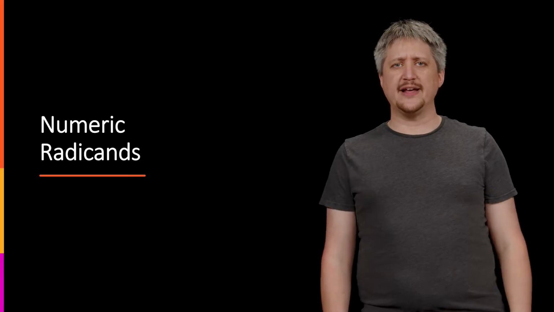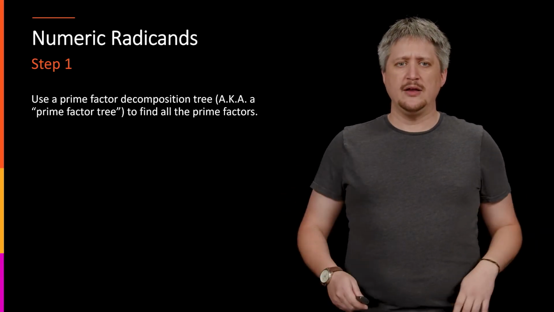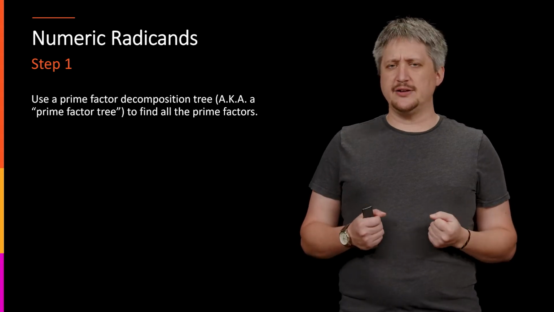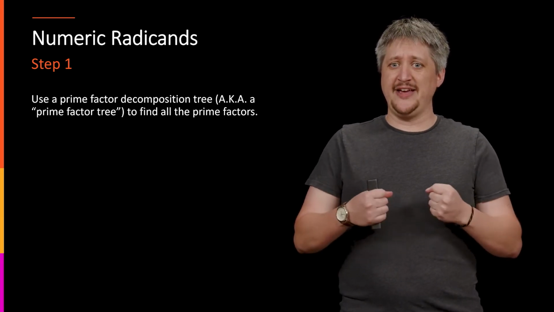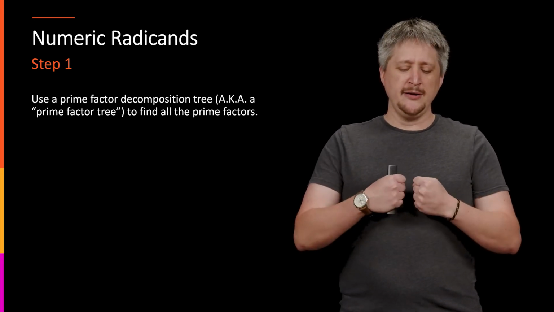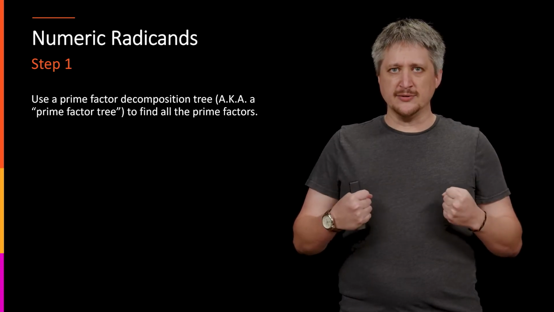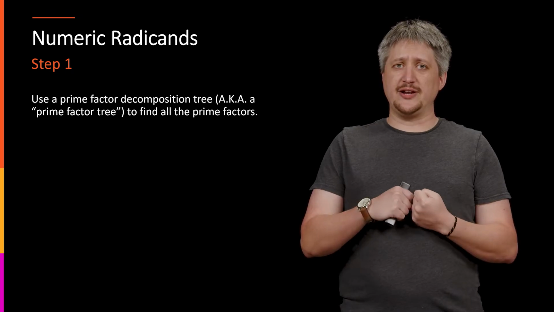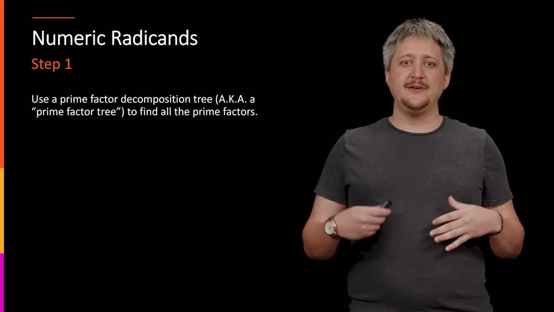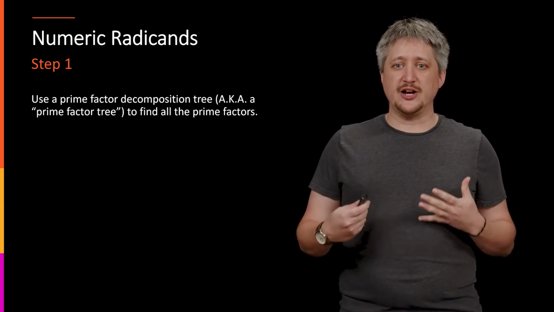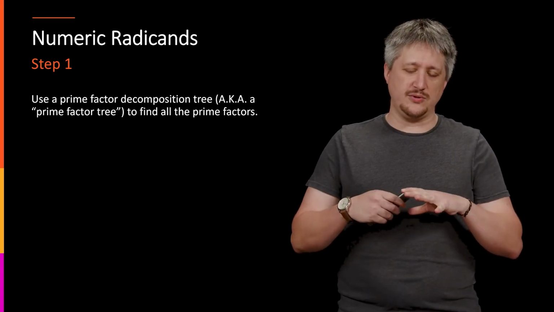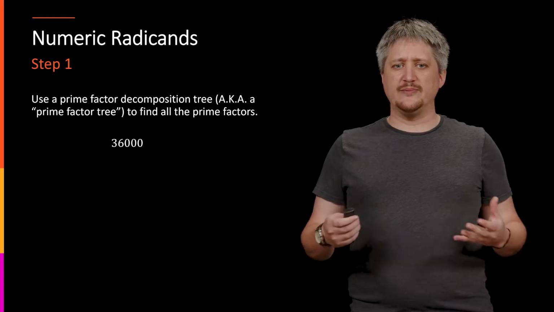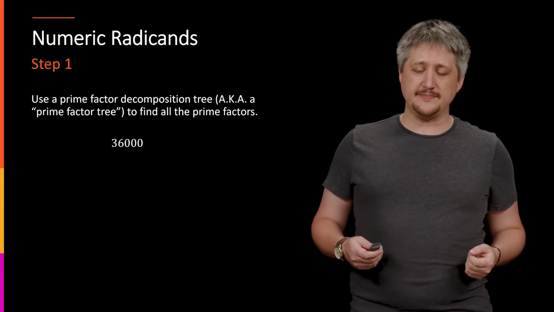All right, so with that out of the way, numeric radicals. Step 1 with numeric radicals: the whole idea of simplifying radicals, as I keep saying, is to factor the thing. So we're going to factor even numeric radicals, and in particular, we're going to do this by factoring into prime factors using a prime factor decomposition tree. If you haven't seen that, I'm going to demonstrate that here. Let's say we're trying to do some sort of root of 36,000.